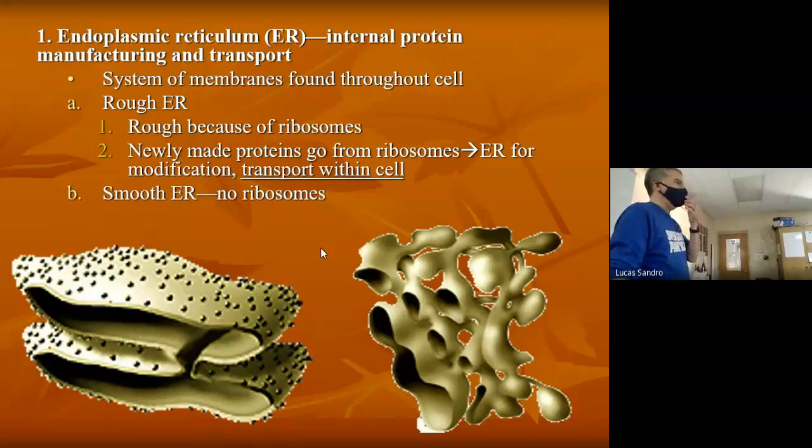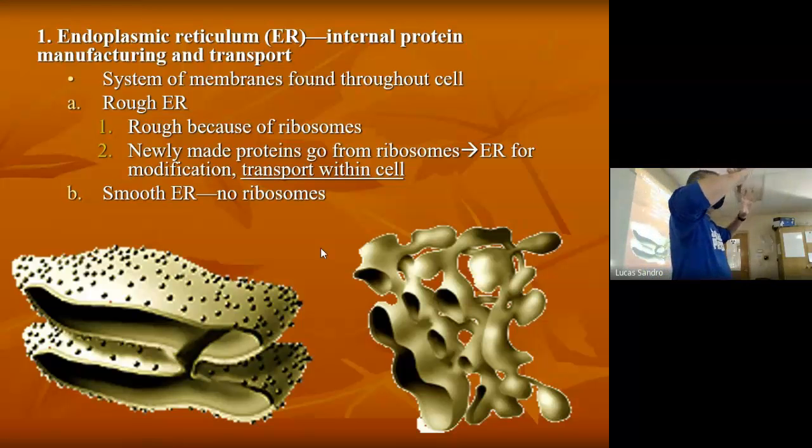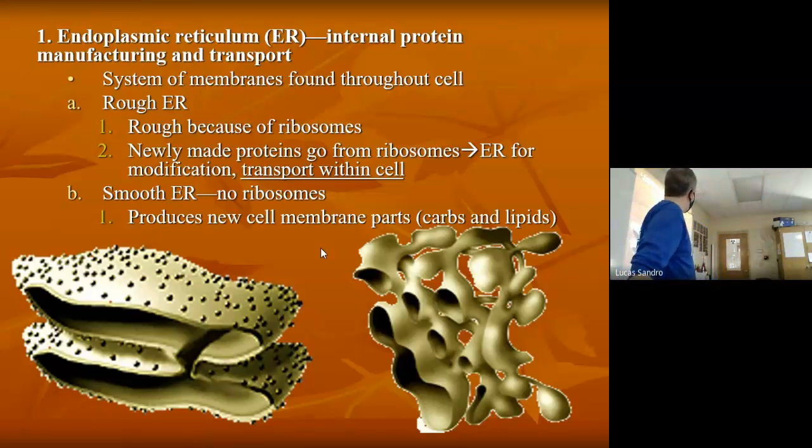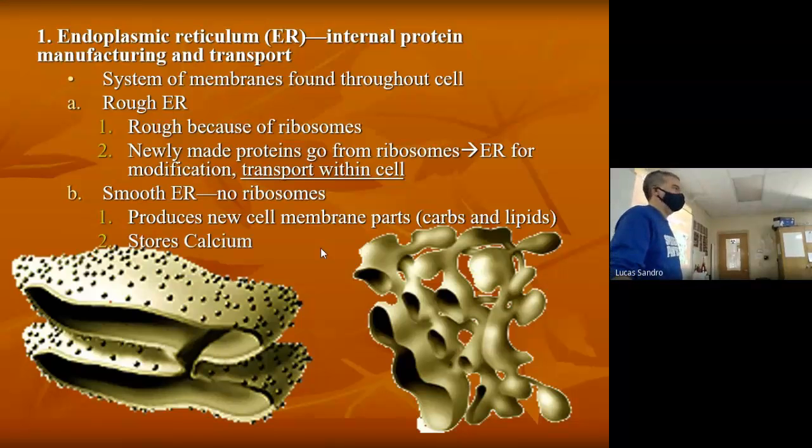And the smooth ER is there because so much of the cell is made of membrane. Like we say the cell membrane, but really the whole cell is made of membrane. But we actually sometimes call it the plasma membrane, so you understand we're not talking about the internal membranes. The plasma membrane is the outside one. Almost everything else in there is also made of membrane. So something has to be making and replacing membrane parts, and that's the smooth ER. This is also a place where calcium gets stored.